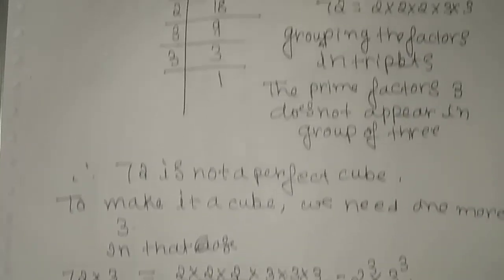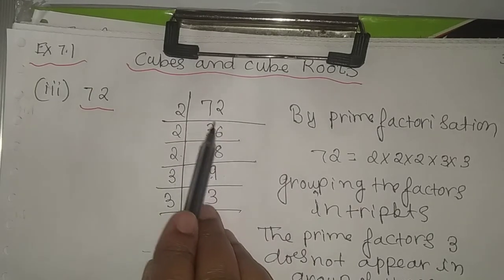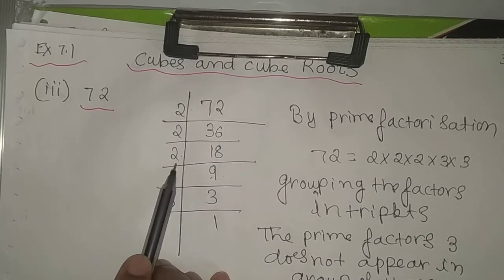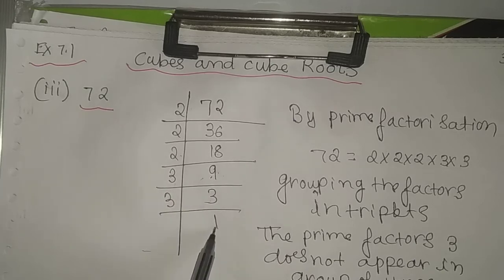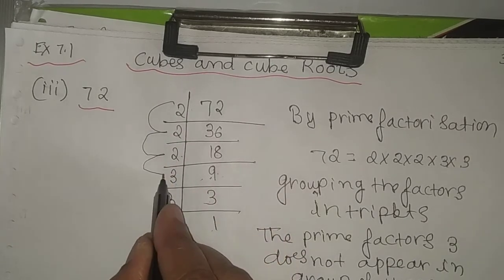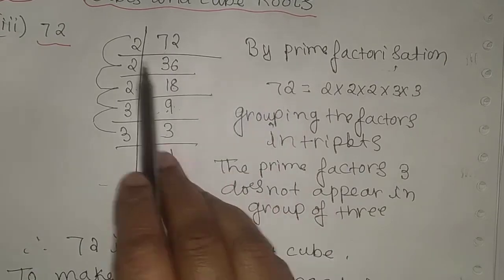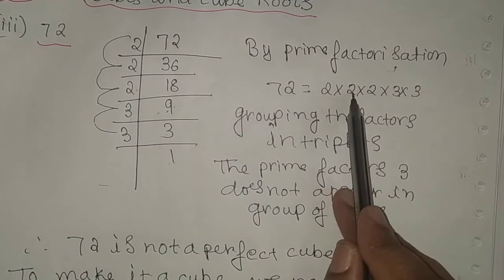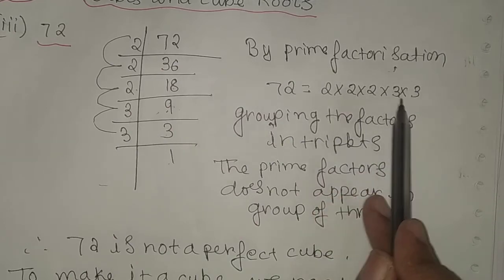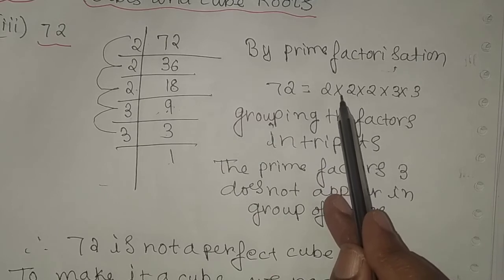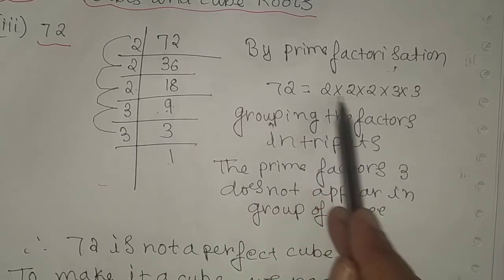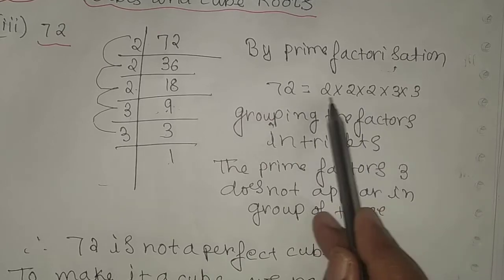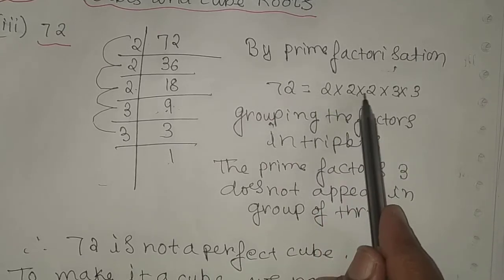Once again I'll explain. Take 72, factorize it, that is 2 36, again 2 18s are, again this one is 2 9s are, then take 3 3s are 9, then 3 3s are 1. Next, write down a statement, that is by prime factorization. So write down 72, then all this 2 into 2 into 2 into 3 into 3. We have 5 numbers, of which 2 appears 3 times and 3 appears 2 times. Okay, now grouping the factors in triplets. We are calculating for cube root, so it should be a triplet. Triplet means 3 numbers.